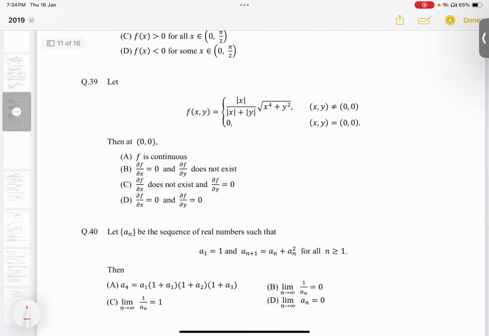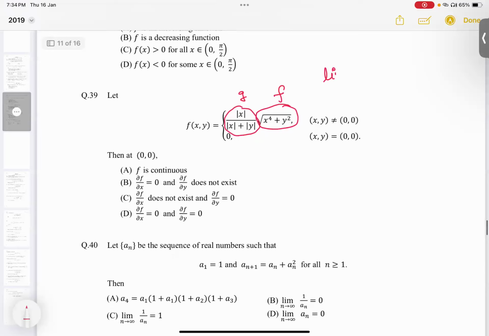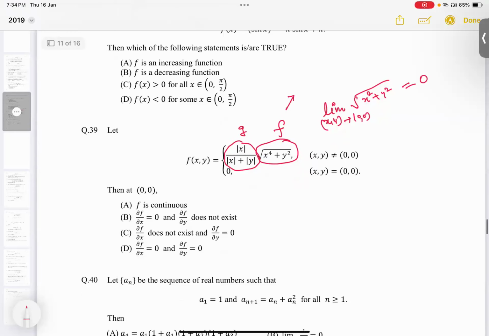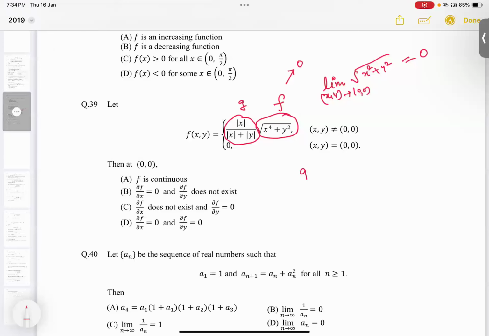So if you observe, you can split this function into two parts. This is your first part. Say this part is g, and this part is f. Now, as (x, y) goes to (0, 0), the limit of f, which is the square root of x square plus y square, is 0. So this part is going to 0. Now, whether g is a bounded function or not: what is g? Your g is mod x upon mod x plus mod y. Is this a bounded function or not?